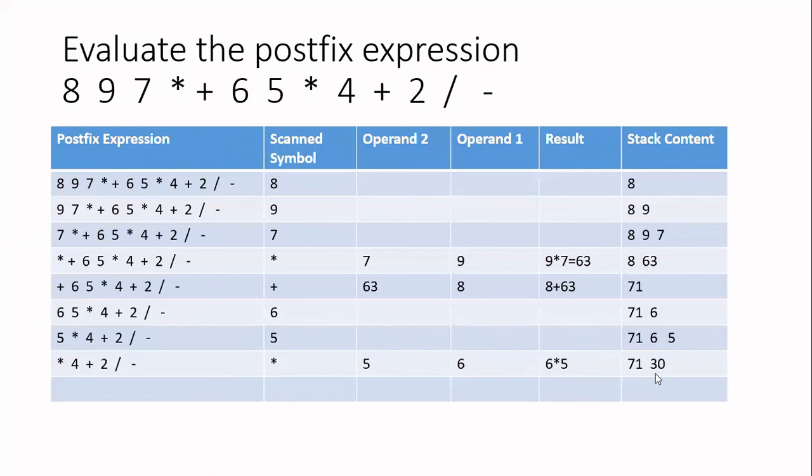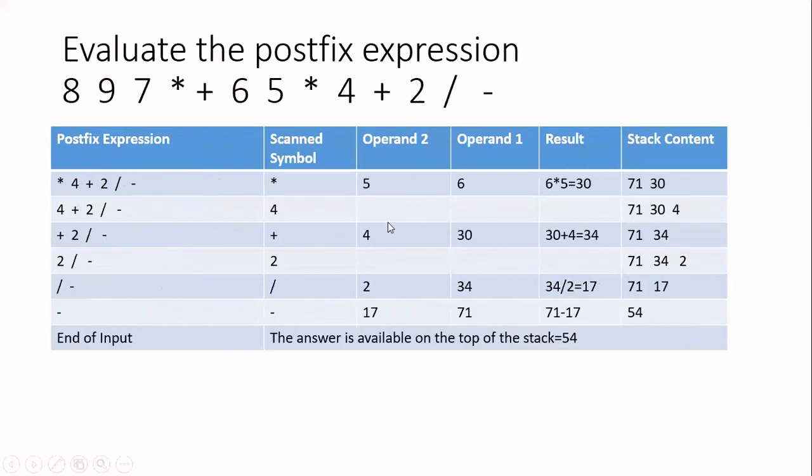I'll just copy the same step again in the next slide also. Now I'm going to scan the symbol. It is 4. It is an operand. I'm going to push it on the stack. Next, I'm scanning plus. It is an operator. So I'll be popping 2 operands. First is 4. Second is 30. Now I will apply 30 plus 4. The answer is 34. I'll again push it onto the stack.